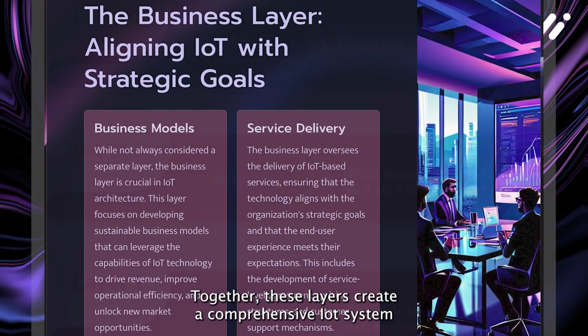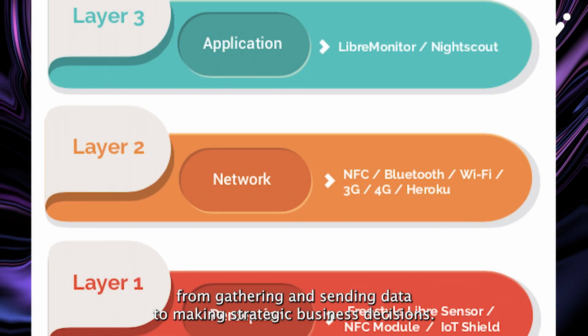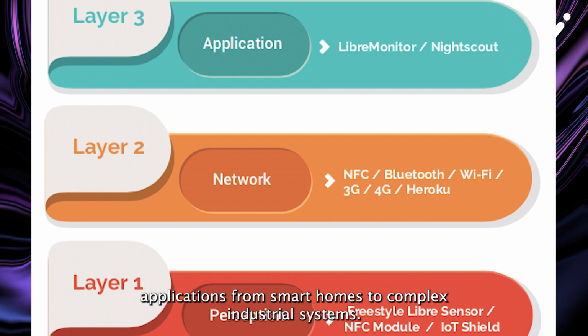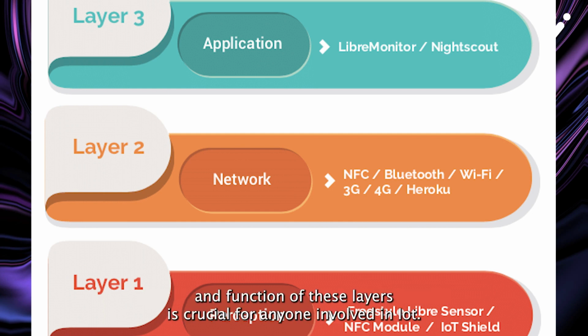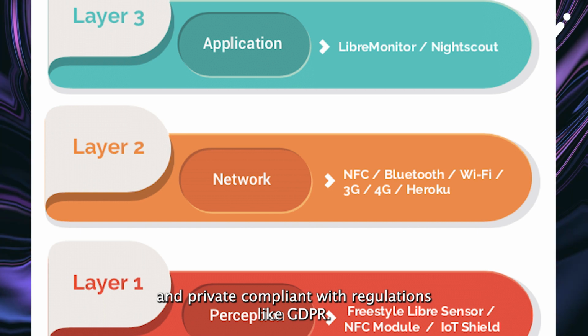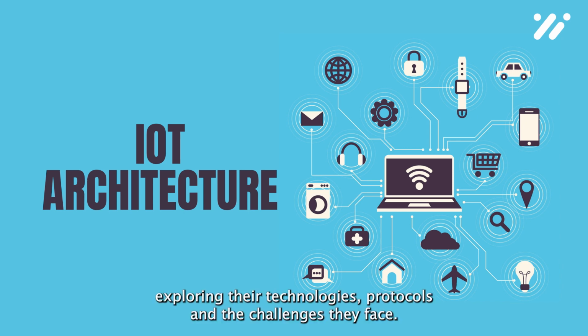Together, these layers create a comprehensive IoT system, from gathering and sending data to making strategic business decisions. This architecture supports a vast array of functionalities in IoT applications, from smart homes to complex industrial systems. Understanding the structure and function of these layers is crucial for anyone involved in IoT. They ensure our systems are scalable, secure, and private, compliant with regulations like GDPR. In our next lessons, we'll dive deeper into each layer, exploring their technologies, protocols, and the challenges they face.